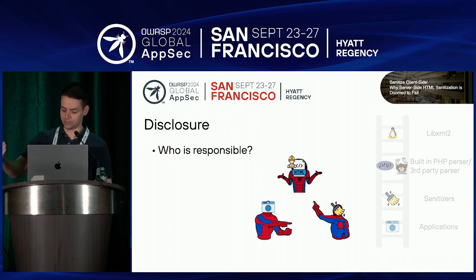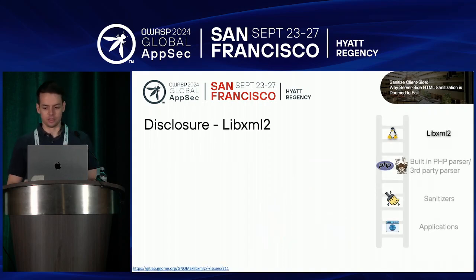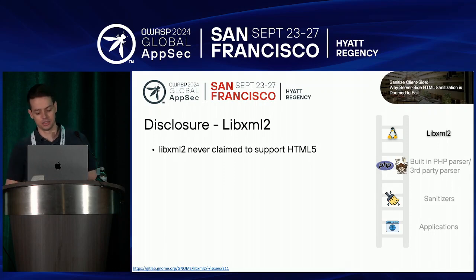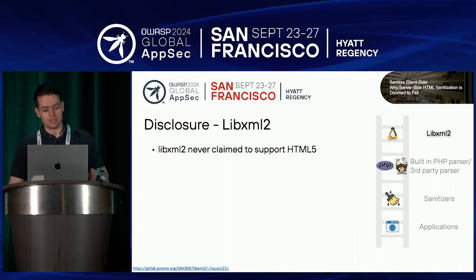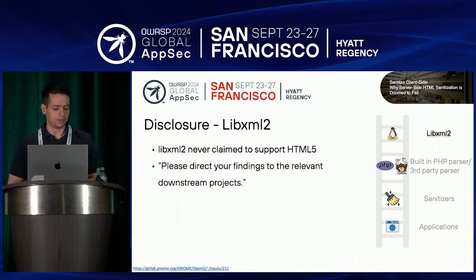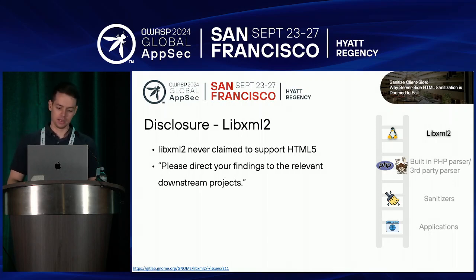So we decided to go from the top to bottom, starting with libxml2. So we reported it to them, and they said, well, we never claimed to support HTML5. They have an open discussion about it, still open because of lack of maintainability, and they asked us to direct the finding to the relevant downstream projects, which, I mean, it's logical when you think about it. We didn't expect anything more than that.